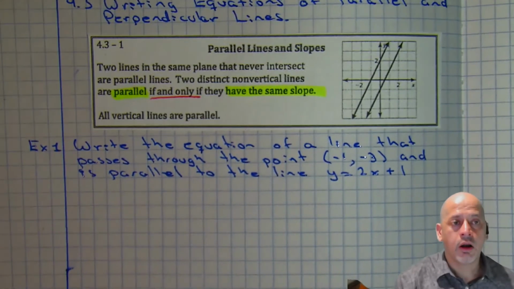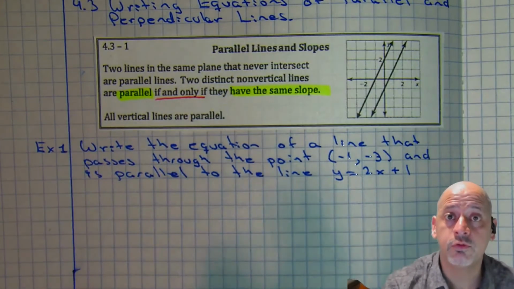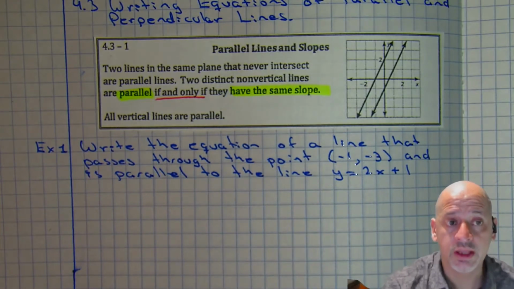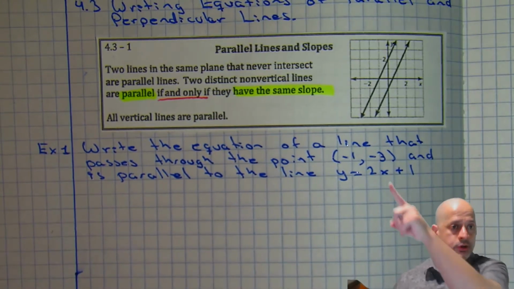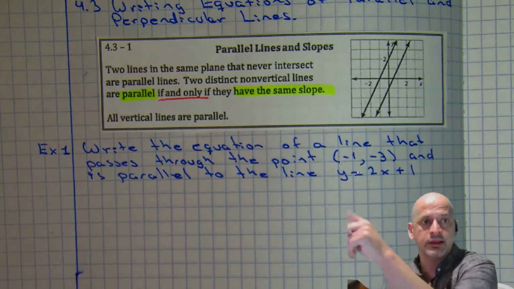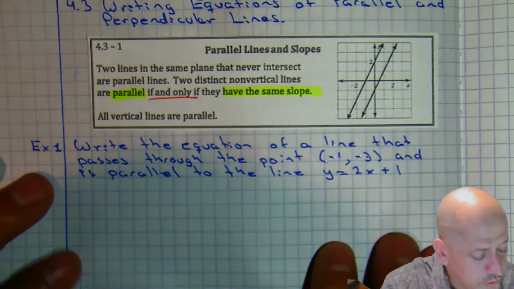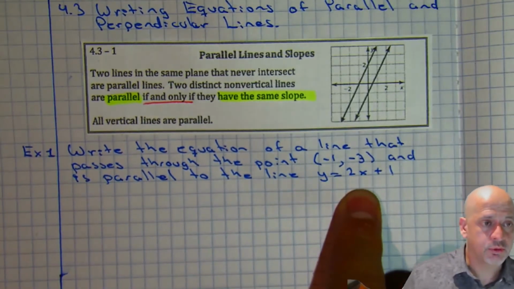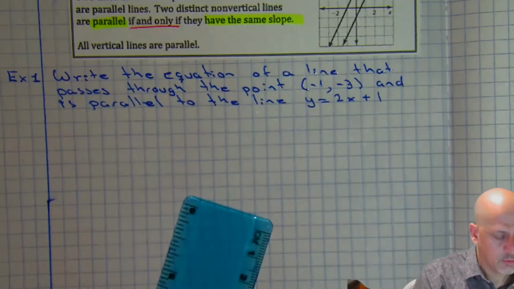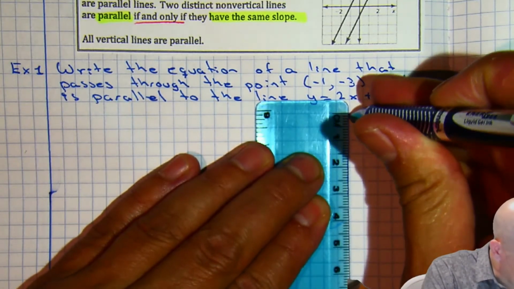So therefore, notice that the problems are very similar to 4.2, where they give you also a point, but instead of they give you the equation of a new line, they just give you the slope. So let's go and take some time to graph this. We are going to make a 5 by 5 graph.